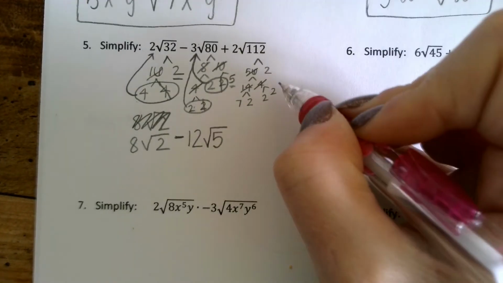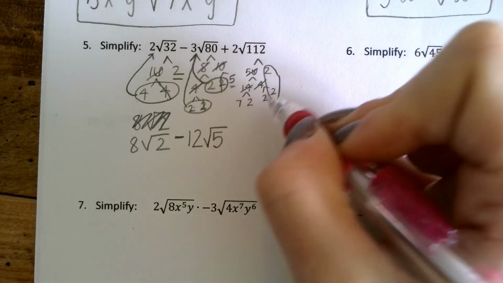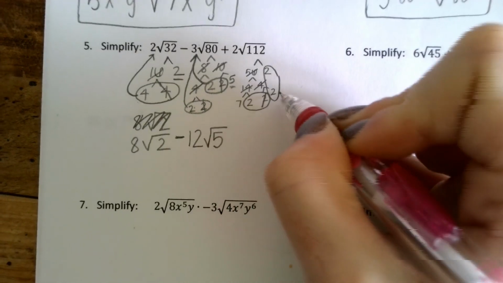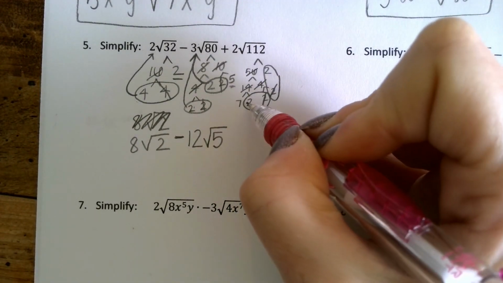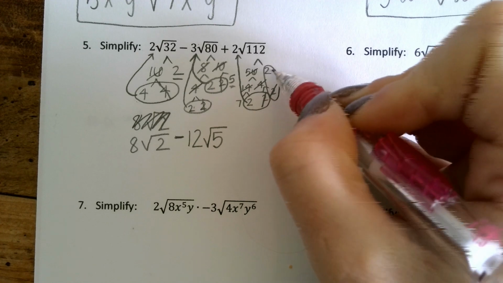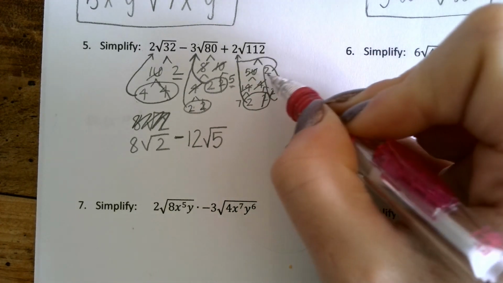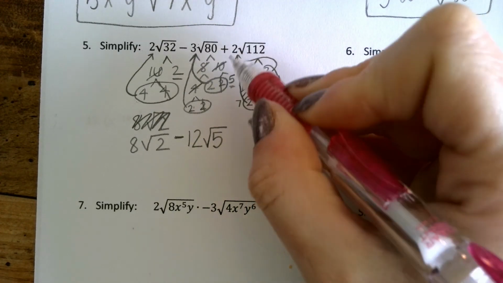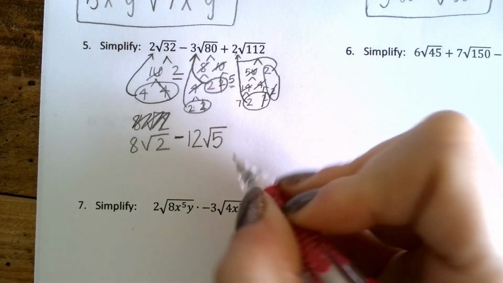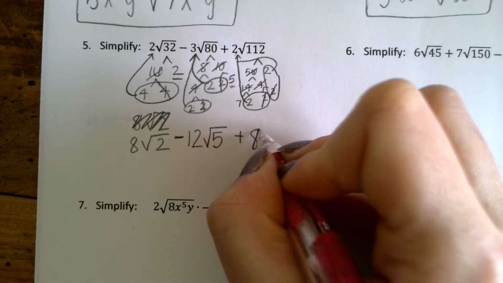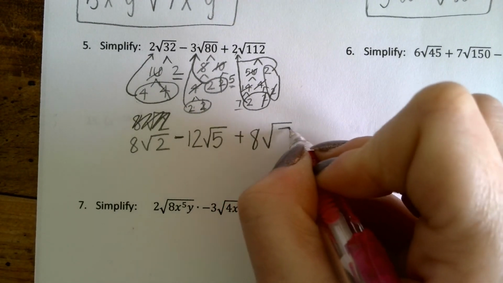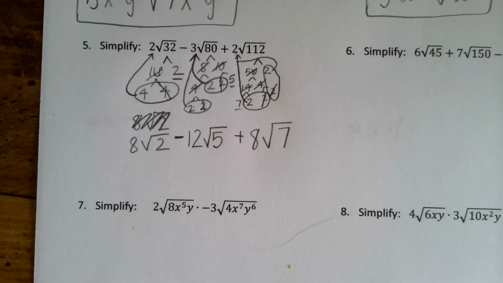Again, I'm looking for groups of 2, so I see a group here and here. Again, crossing out 1 from each. So I have 2 2's going outside. So 2 times 2 is 4, times the other 2 that was already out there gives me 8, and the 7 is left on the inside.